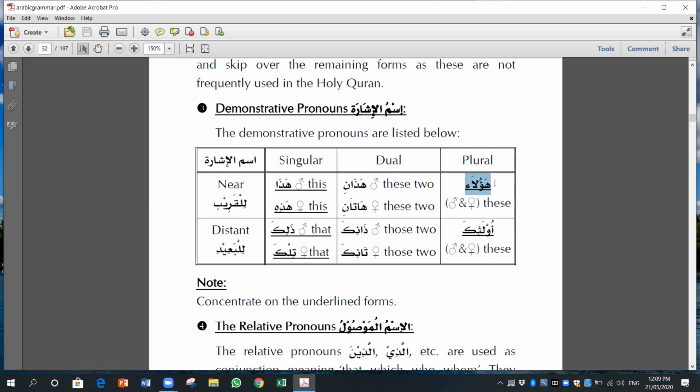And for plural, it is the same for male and female. These all are haula, and you will find these words many times, haula'i or ula'ika. You might have read them so many times in the Holy Quran, right? So this is for plural.